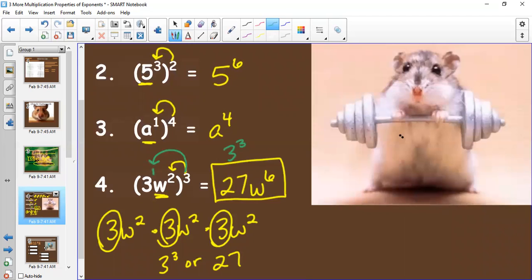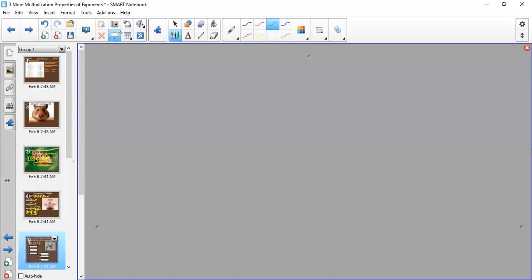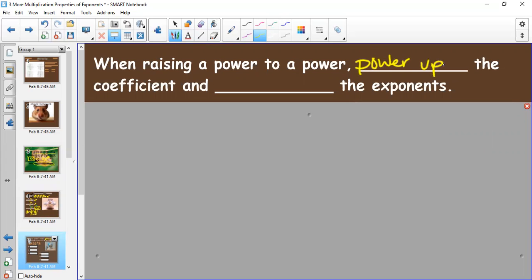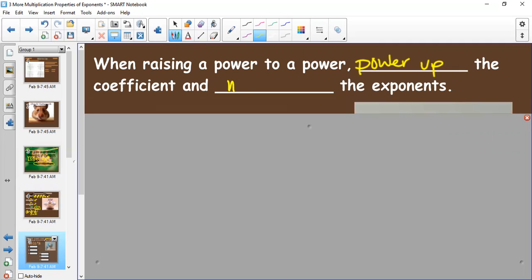Okay, so let's practice this. But first, if you're doing the notes, go ahead and write in our rule. So when raising a power to a power, we power up the coefficient. So remember, don't leave the coefficient by itself. We have to actually power it up. And then we're going to multiply the exponents.